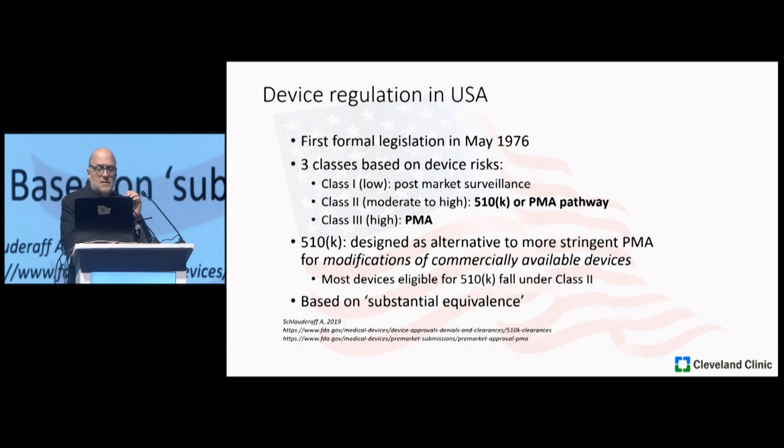510K is designed as an alternative to the very stringent PMA process, where you have to start your research from scratch, because it applies to technologies that are modifications of commercially available devices. So if you have a device that's very similar to something that's already been approved, you don't have to go through all the research to show that it's safe and efficacious to get clearance. Most devices that fall under this expedited pathway fall under Class 2, moderate to high risk. And this is all based on what we call substantial equivalence.